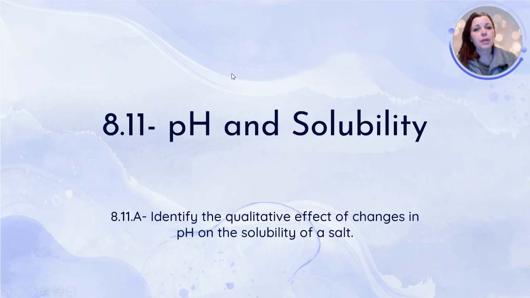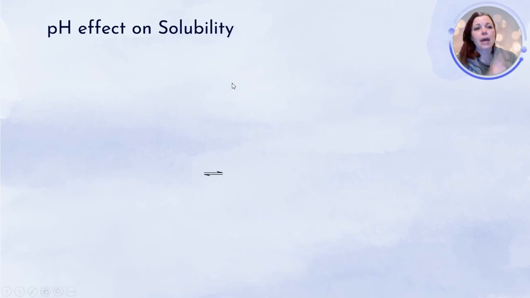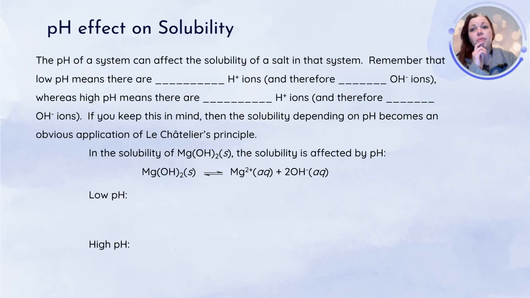a salt. So this relates back to what we talked about in Unit 7 with the Ksp values and solubility. So the pH of a system can affect the solubility of a salt in that system. Remember that low pH means that there are excess H+ ions and therefore few OH- ions, whereas high pH means that there are few H+ ions and therefore excess OH- ions. So if you keep that in mind, the solubility depending on pH becomes an obvious application of Le Chatelier's principle.